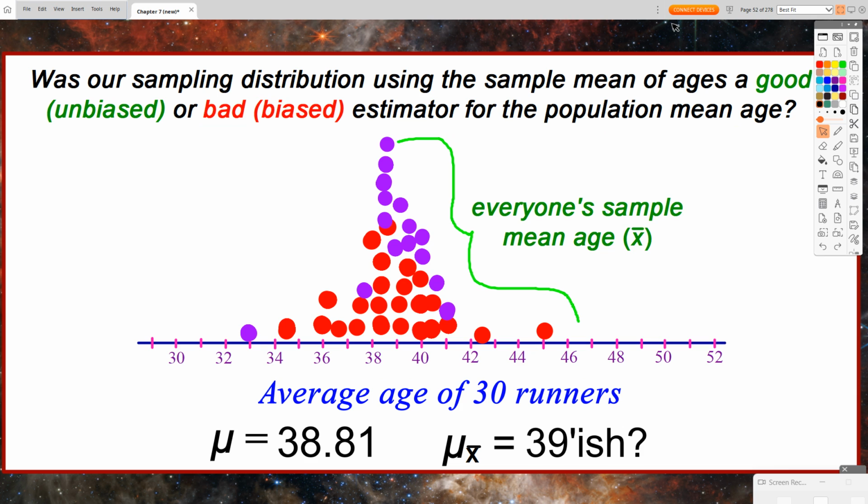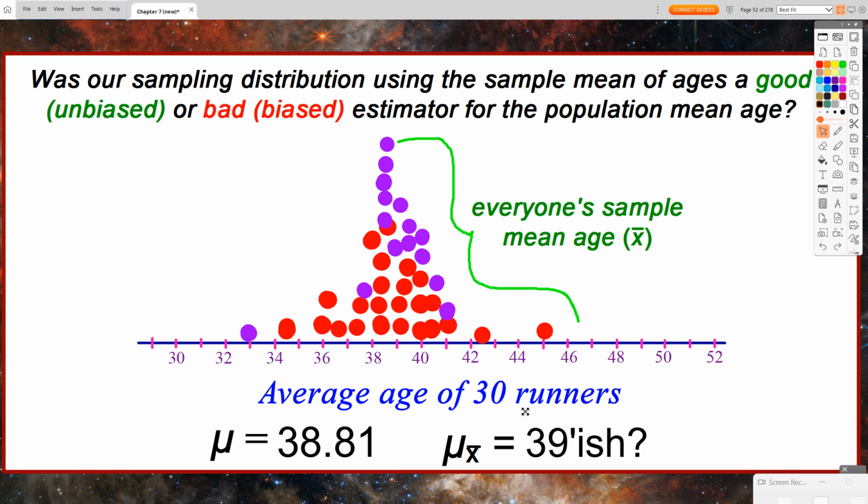So was our sampling distribution using the sample mean of ages a good unbiased or bad biased estimator for the population mean age? So I have a little snapshot of a sampling distribution that a couple of my classes made previously. And this was the kind of beginnings of the sampling distribution that we started to create together. And again, this isn't the true sampling distribution because remember how many dots there would have to be, like how many different samples we could take? This is nowhere near the true sampling distribution. But this is giving us a good idea of what that sampling distribution is going to start to look like. So each of these dots represents one of my students' mean age of their random sample of 30 runners.